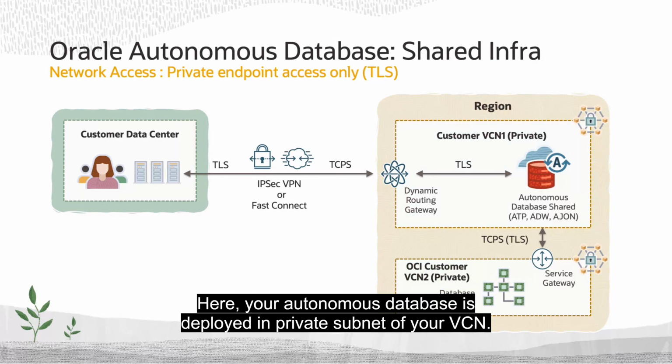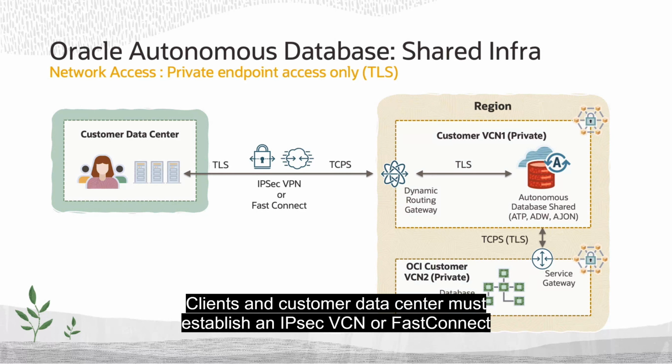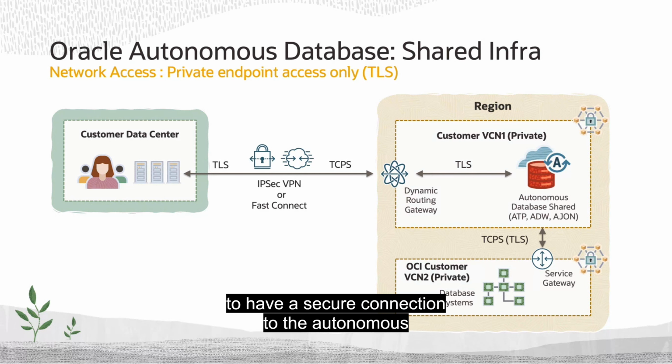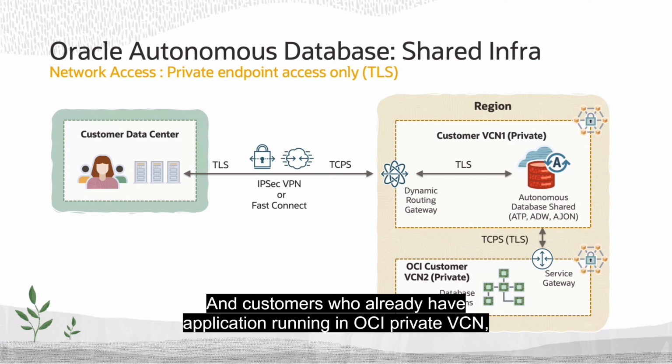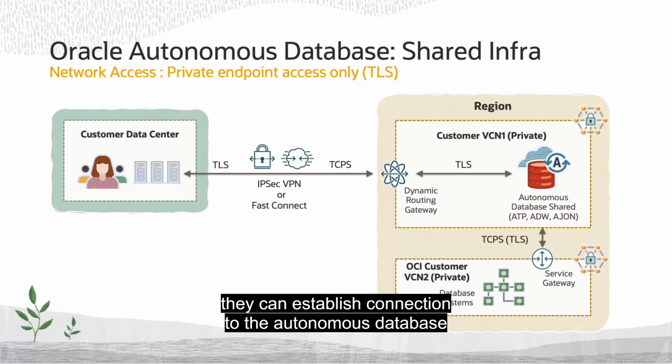And this is the representation for the last type of network access, private endpoint access only. Here, your autonomous database is deployed in a private subnet of your VCN. Clients in the customer data center must establish IPsec VPN or FastConnect to have a secure connection to the autonomous database in the OCI private subnet. And customers who already have applications running in an OCI private VCN can establish connection to the autonomous database via a service gateway with the needful security rules added to the security list.